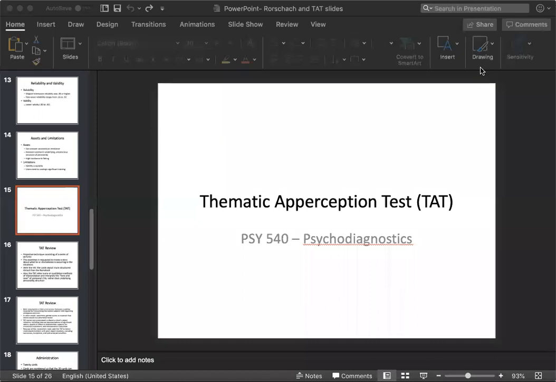The TAT is a projective technique that consists of a series of pictures. The examinee is requested to create a story about what he or she believes is occurring in the situations. The TAT is much more structured than the Rorschach. It relies more on qualitative methods of interpretation, and it interprets the here and now of someone's life rather than their underlying personality structure like the Rorschach.